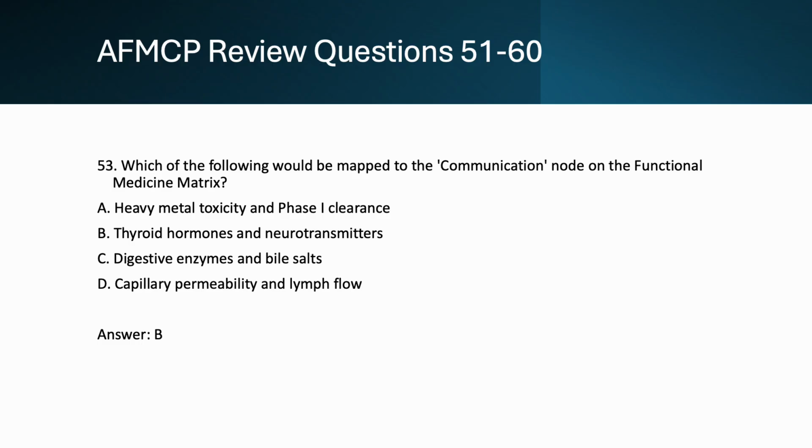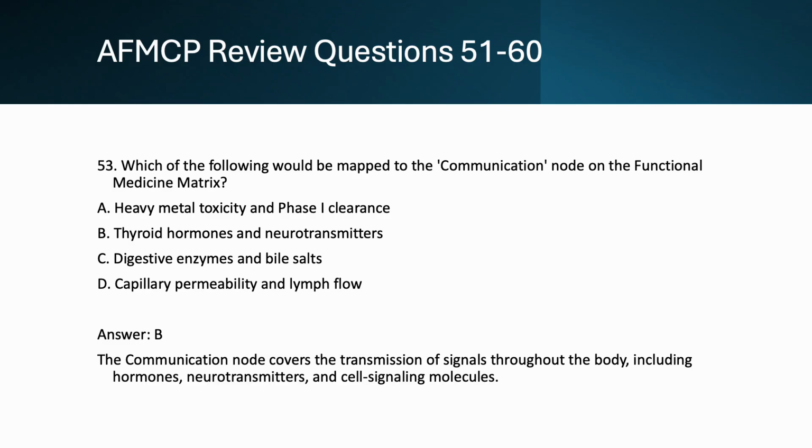And the correct answer is B. Thyroid hormones and neurotransmitters. So the communication node covers the transmission of signals throughout the body, including hormones, neurotransmitters, and cell signaling molecules. A is incorrect because metal toxicity and phase 1 clearance has to do with the biotransformation and elimination node. C is incorrect because digestive enzymes and bile salts have to do with the assimilation node. D is incorrect because capillary permeability and lymph flow have to do with the transport node. So overall, the correct answer is B, thyroid hormones and neurotransmitters.